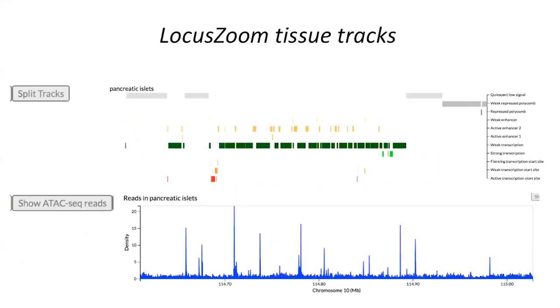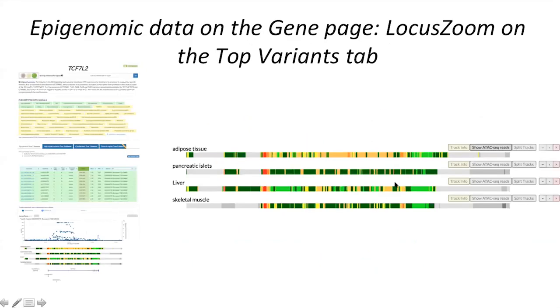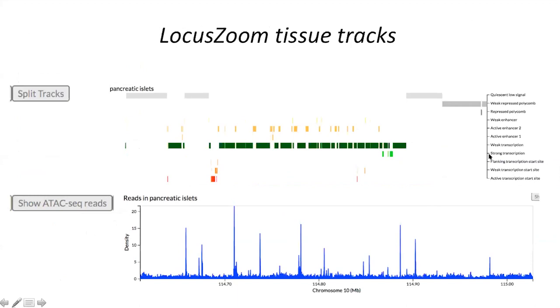And so when you hover over these tracks, you'll see some buttons, and one of them is show ATAC-seq reads, and one of them is split tracks. So I just want to show you how those work. Split tracks opens up that ribbon of color to separate the chromatin states. So now you can see where each state is, and there's also a key to tell you what the state is. So like the dark green is weak transcription, for example.